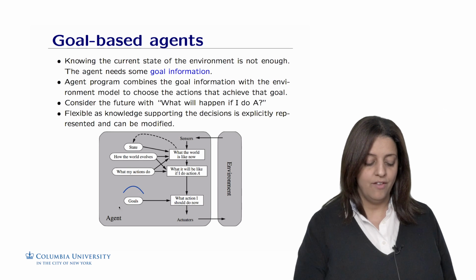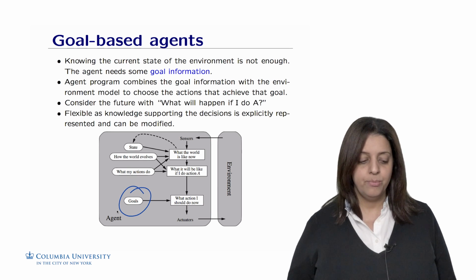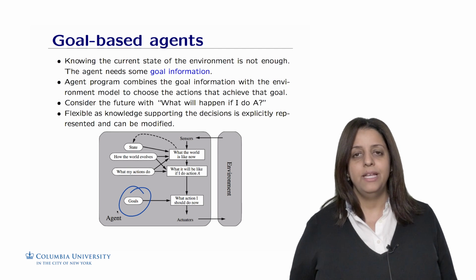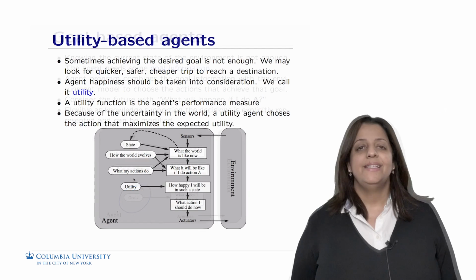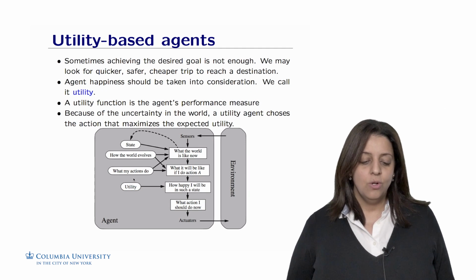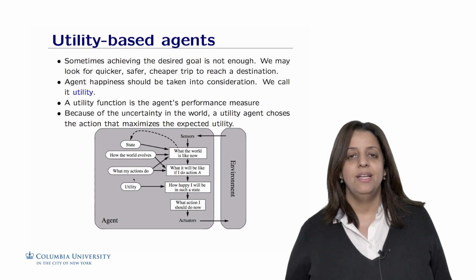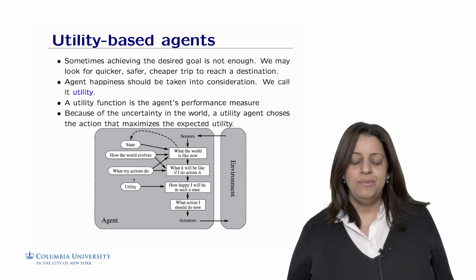So in this case, we're going to have goals, and we're not going to have a simple lookup table, because such a lookup table can be really huge. Still, sometimes achieving the goal is not enough. We may look for a quicker, safer, cheaper trip to reach the destination. Agent happiness in this case must be factored in and taken into consideration.